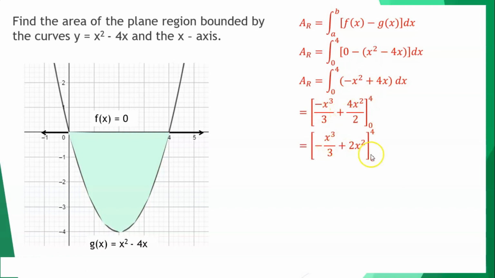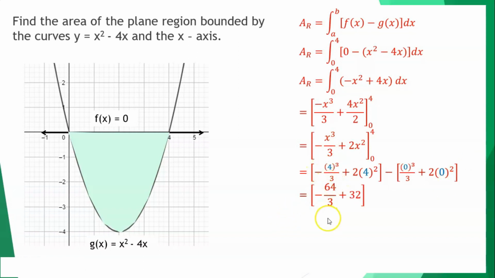You can still simplify this as 2x squared, evaluated from 0 until 4. So substitute our upper limits and our lower limits. So this would become -64 over 3 plus 32. Then, of course, this is 0. So simplifying, this is -64 over 3 plus 96 over 3. Or this is 32 over 3, or approximately 10.67 square units.